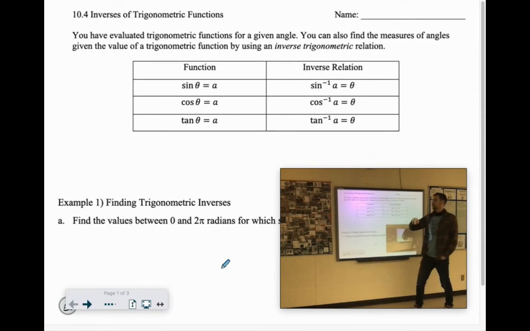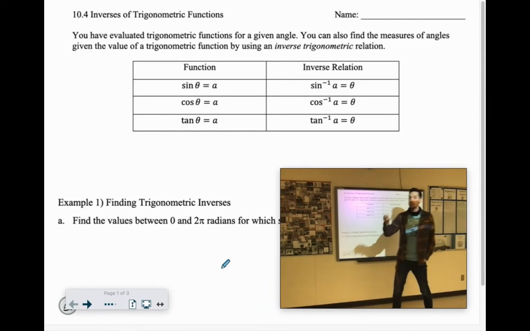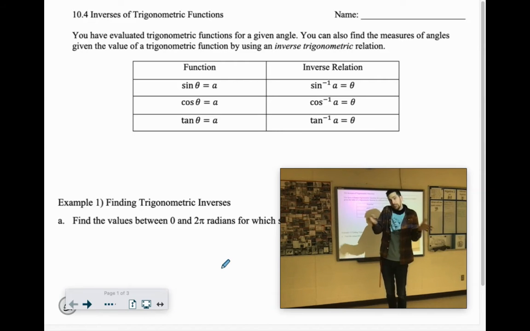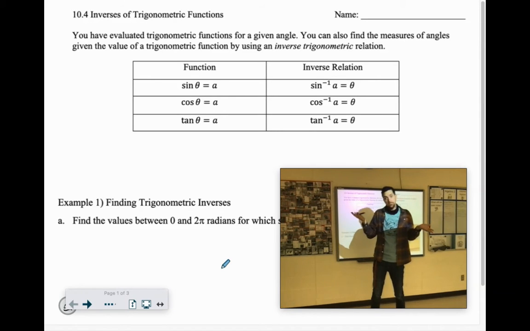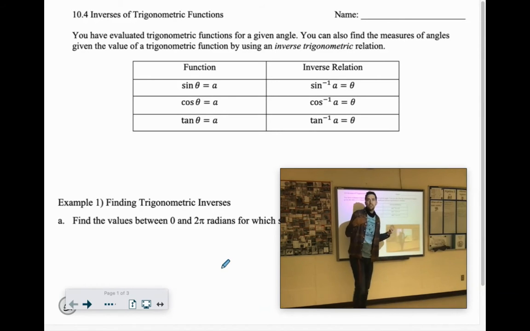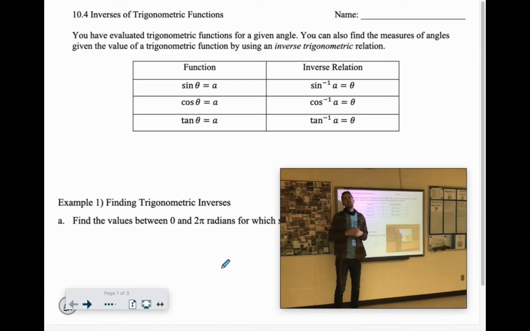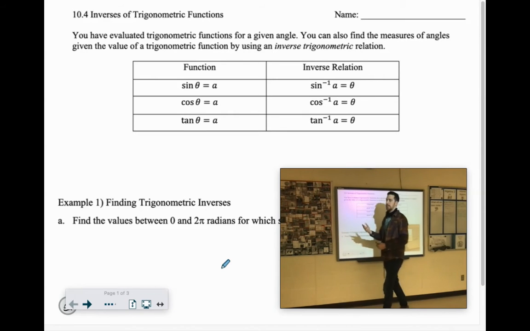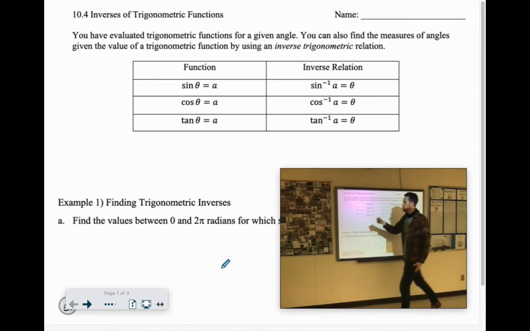10-4, inverses of trigonometric functions. We've seen it like find the sine of 30 degrees, and you find the angle, or the coordinate for sine of 30 degrees. Now we're going to be given the coordinate and have to go back and figure out what the reference angle was, what the angles are. So I think this would be helpful.